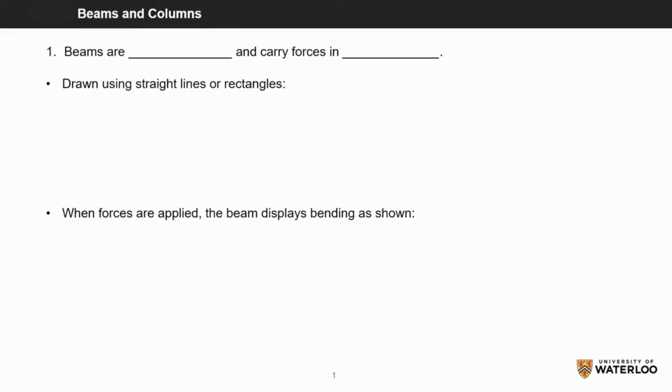Now we will split structures into separate categories and analyze each type in greater detail. First, we will look at beams and columns. Beams are usually horizontal members that carry forces in bending. We draw them using horizontal straight lines or rectangles.